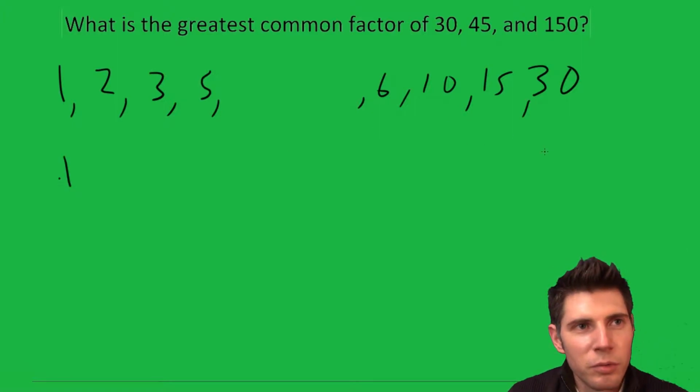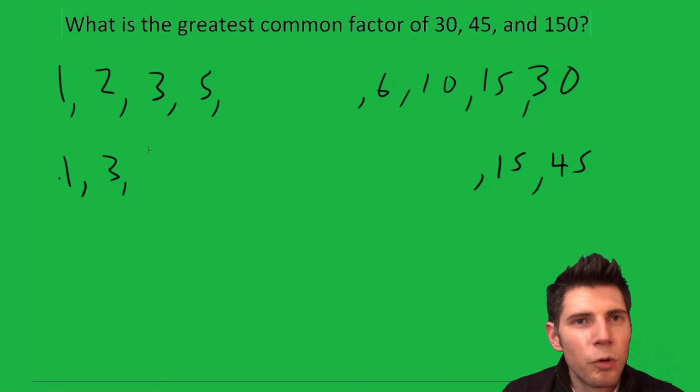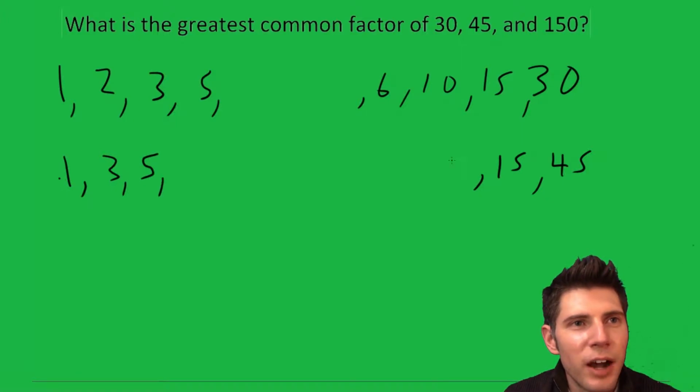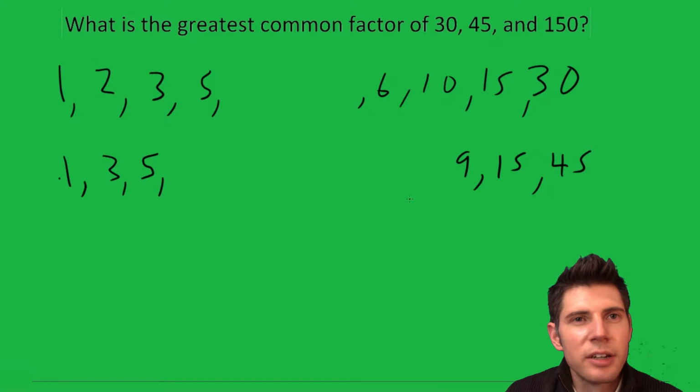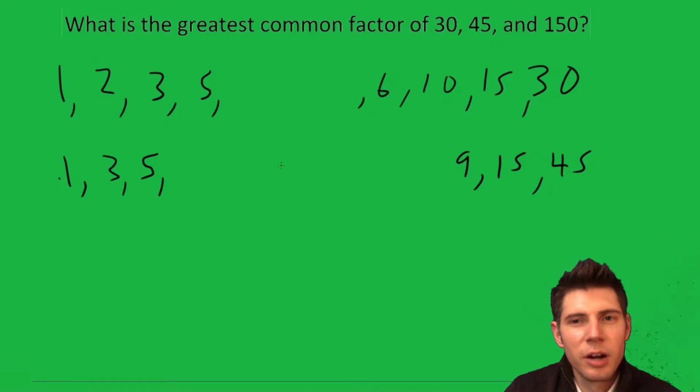Let's do it for 45. 1 and 45, 2 won't work, 3 will work, 3 and 15. 4 won't work, 5 will work, 5 times 9. 6 won't work, 7 won't work, 8 won't work. So now we're done with that one.